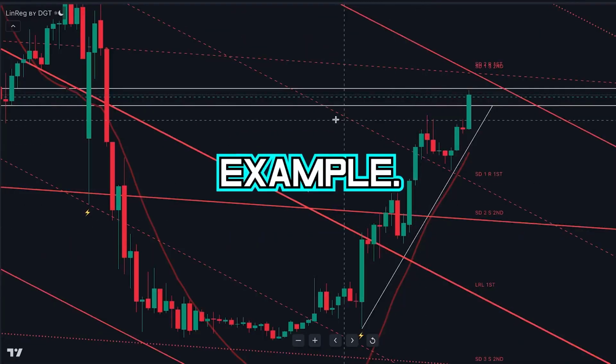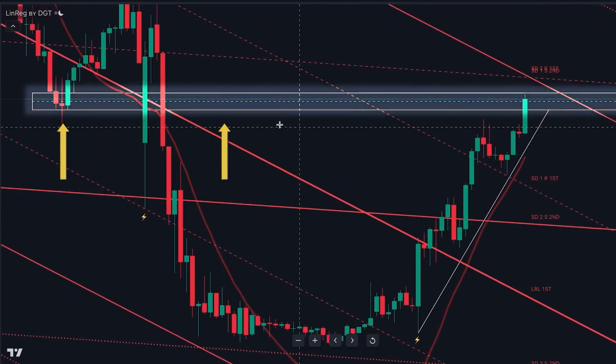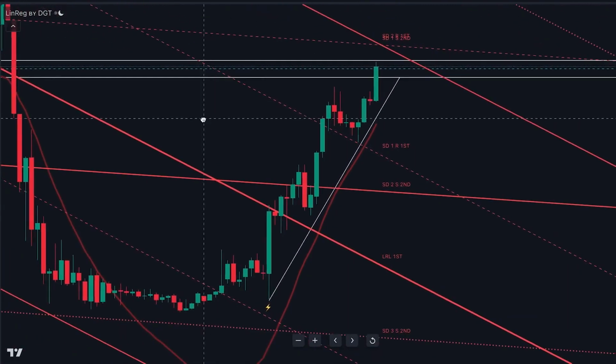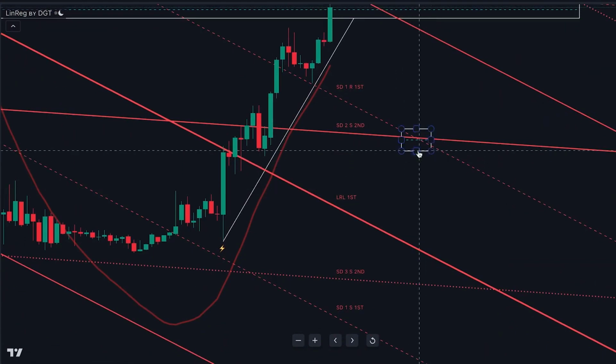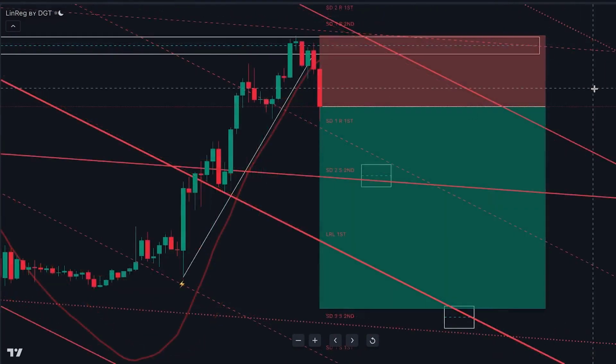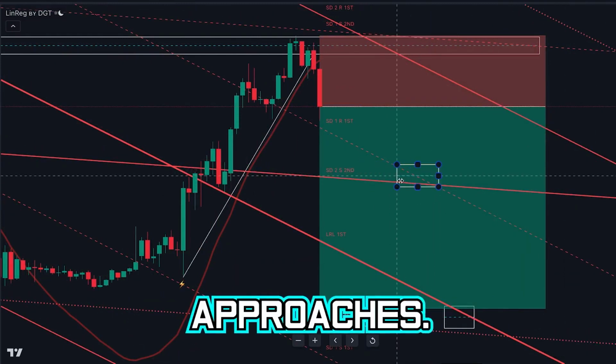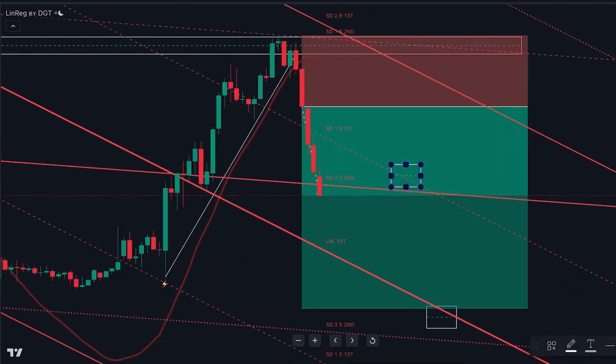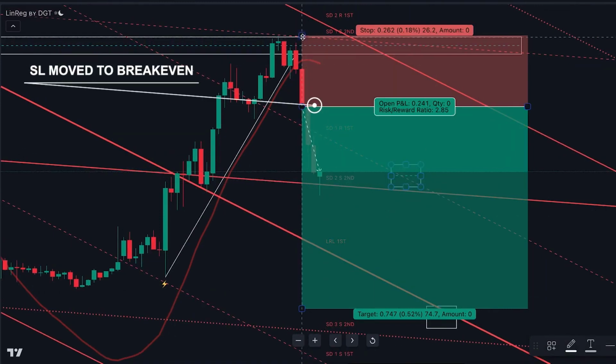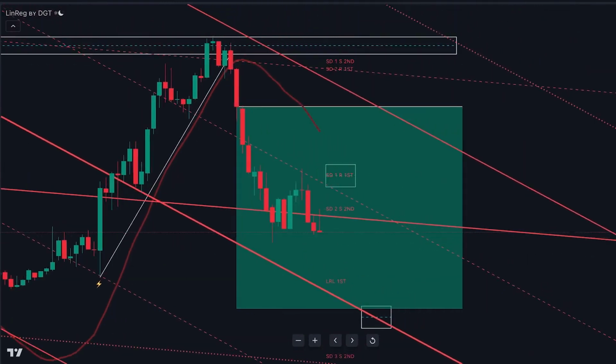Here is another example. Here we can see we have a sell setup based on price action analysis, and below this level, we have an area where the two channels intersect. Though my target is lower, I will keep this level in mind as price approaches. Now that price is in this area, we will move stops to break even to prepare for any unexpected fluctuations.